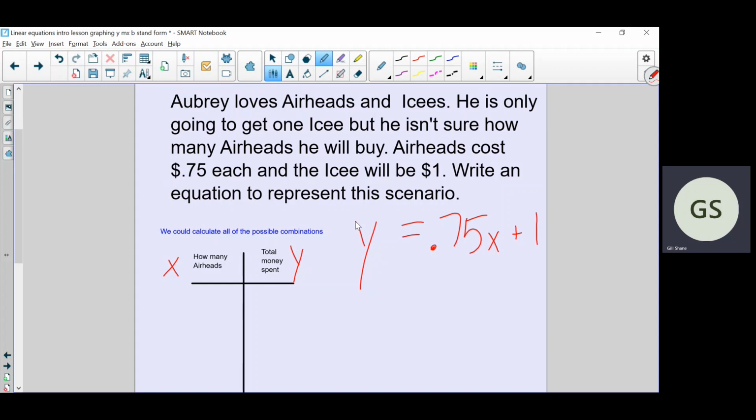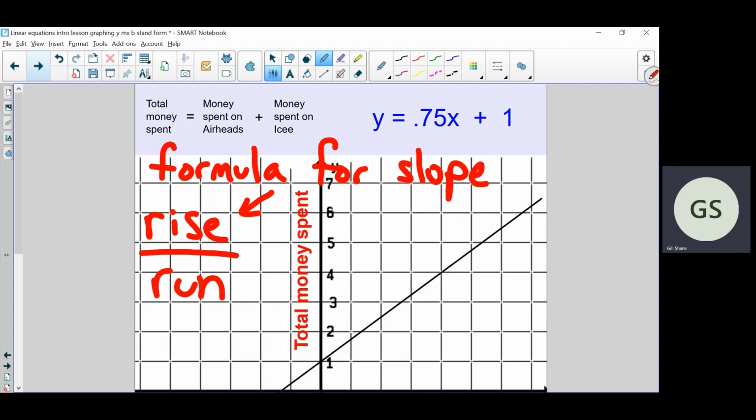Well, we can't solve for x and y. We don't know how many airheads. We don't know the total cost. We know a bunch of possible answers, like maybe he buys 0 airheads and then therefore he spends $1. So that's a possible answer, but we don't know that's the answer. Maybe he buys 1 airhead and he spends $1.75. Another possible answer. So there's a bunch of possible answers. We don't know exactly which one he's going to choose and what our final total is going to be. But what we said we could do is we could graph it. We could graph all the possible answers.